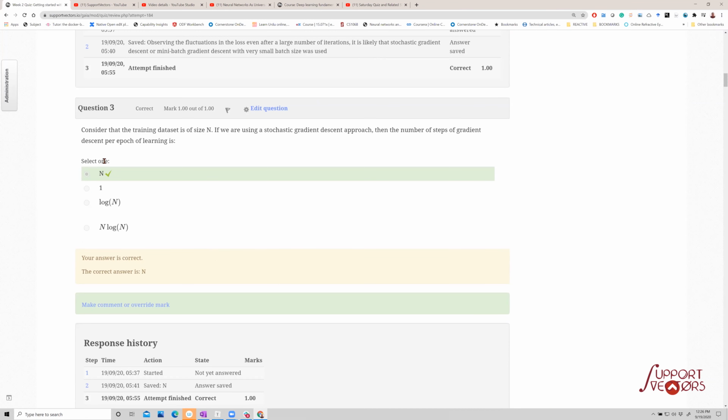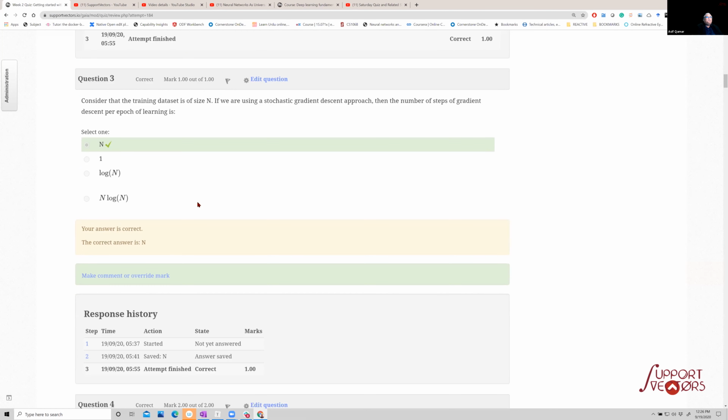So suppose you have n points in a training data, then the stochastic gradient descent would have n steps, right? Because each point is a step.